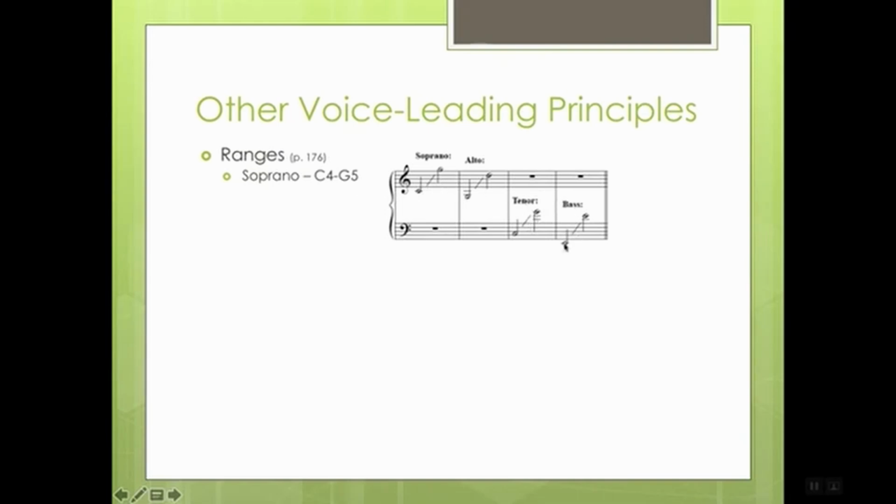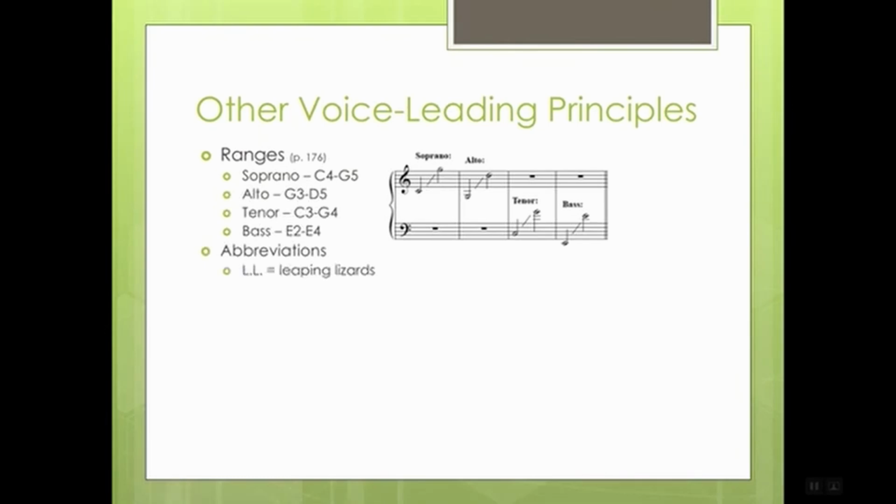Okay, and then the bass, this low E. If you went down to a low C, that would be the range of the cello. So you could think of this as cello, viola, violin, and then, I don't know, maybe soprano violin, something like that. Okay, so those are your ranges.